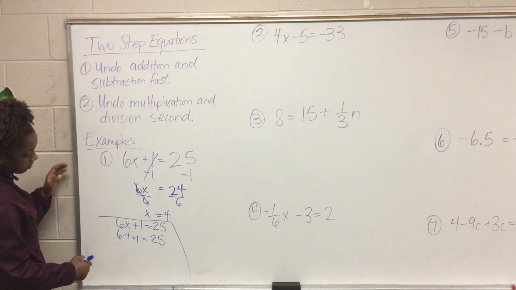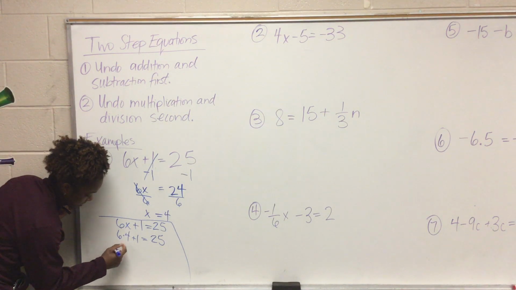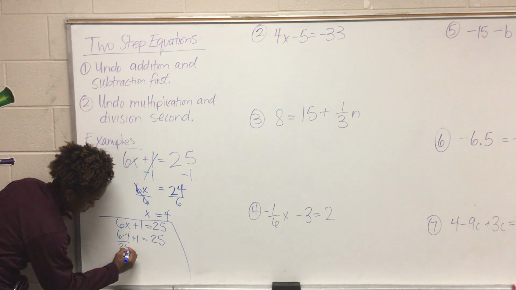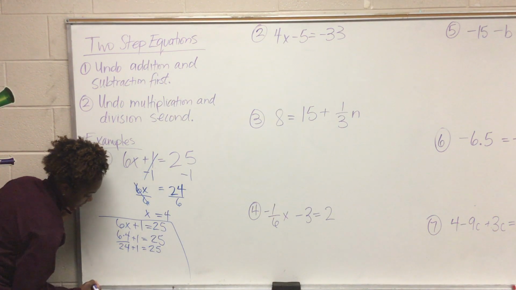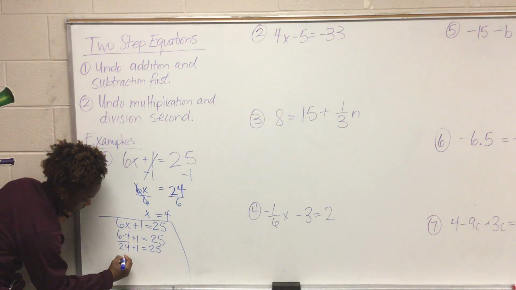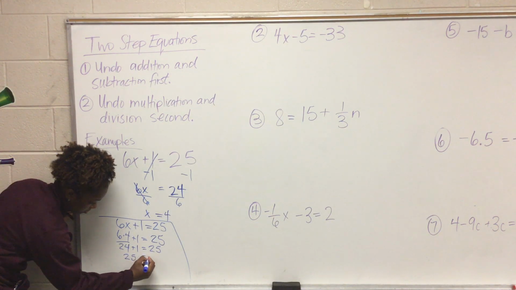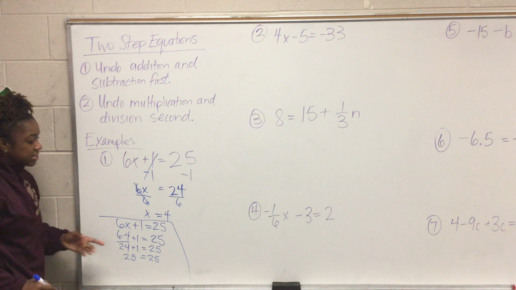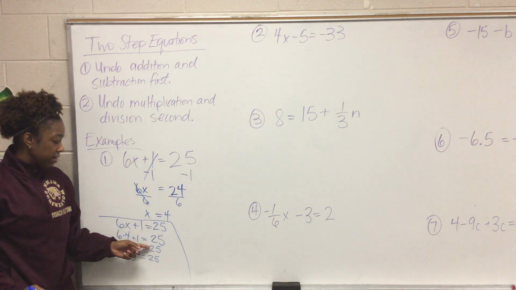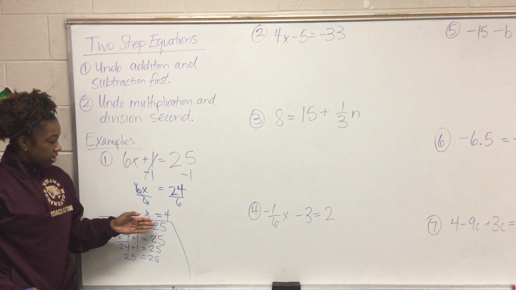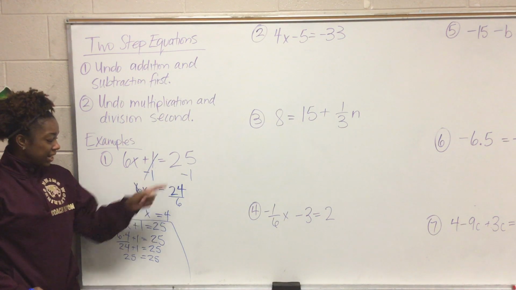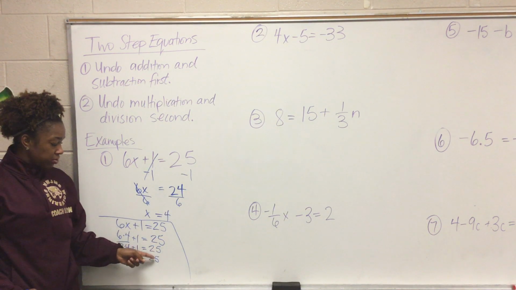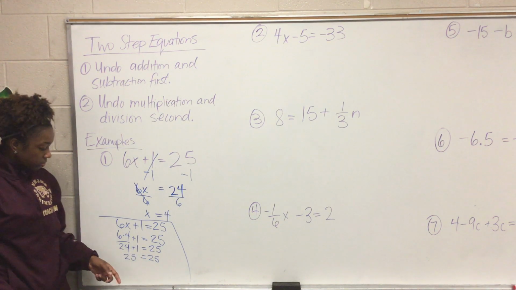Then we have order of operations. You multiply first. 6 times 4 is 24. Bring everything else down. Then you have 24 plus 1 is 25 equals 25. On the right side of the equal sign, you're just bringing 25 down each time. You do nothing to this when we're checking it.